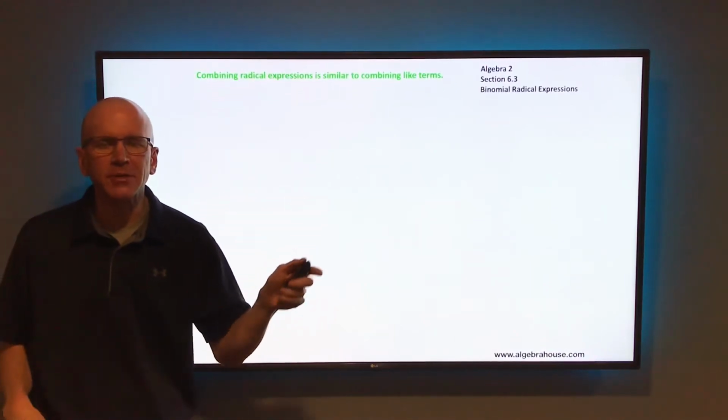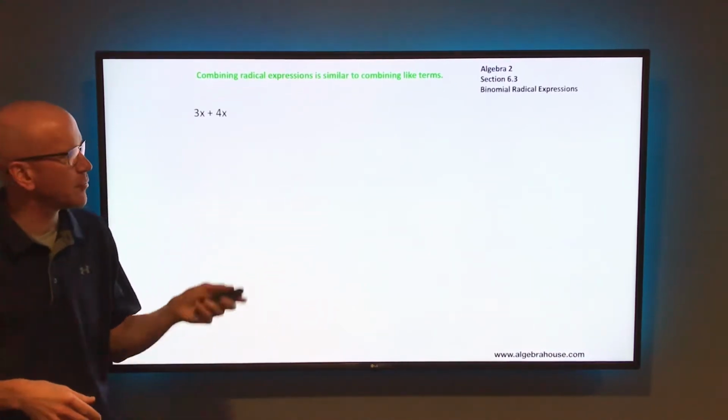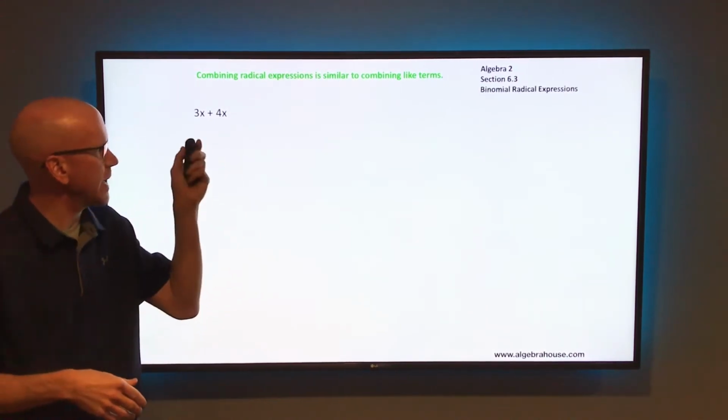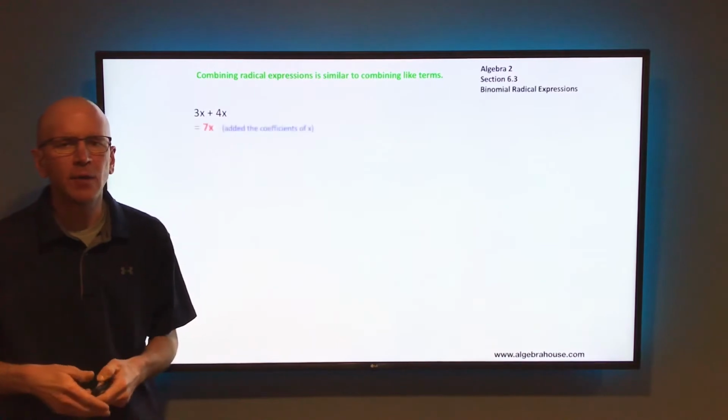Combining radical expressions is similar to combining like terms. If you have 3x plus 4x, those are like terms. You have the same variable, so just add the coefficients in front of the x's, and that would be 7x.